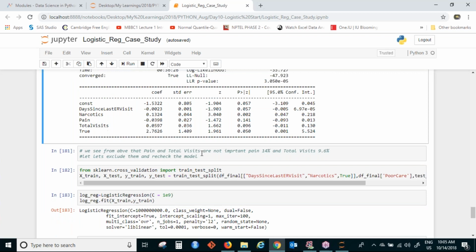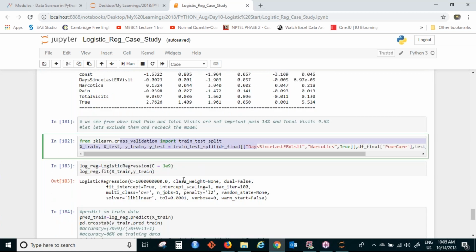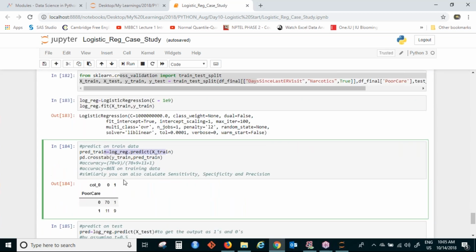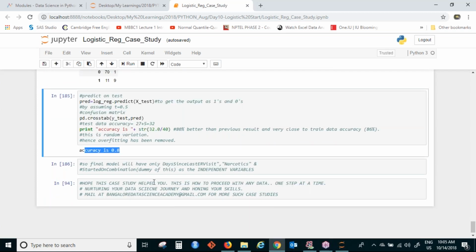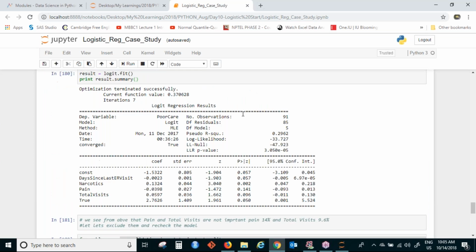And then once again I have divided into train and test. I have built a model on train and predicted on the test, and then computed the confusion matrix, and I have gotten some accuracy. So these processes remain the same.